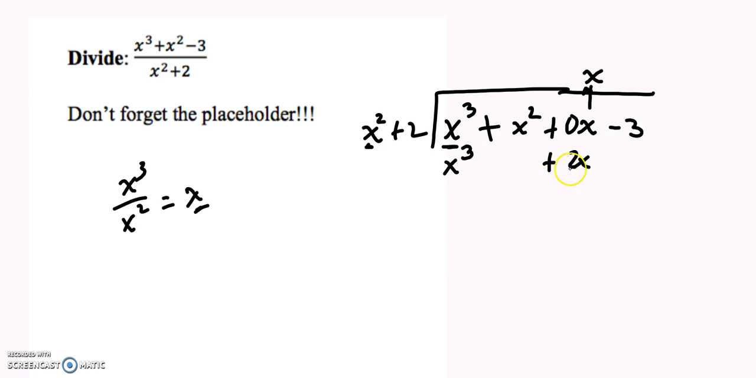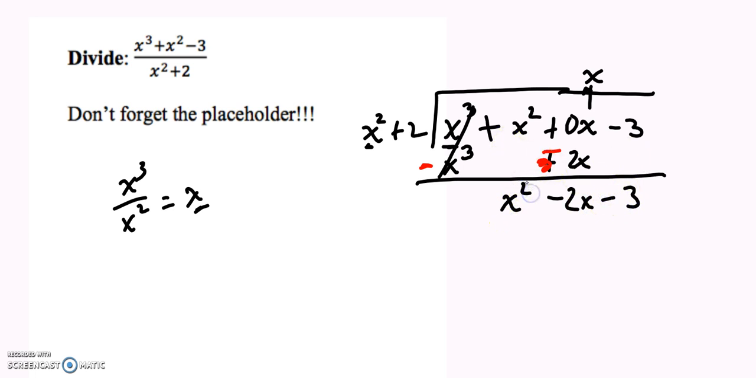Please note, any number that you put underneath here has to be subtracted. So this will be a minus x cubed. This will be a minus 2x. If we subtract, we get 0 here, so these cancel. I get a negative 2x. I'll bring down my minus 3, and I'll bring down the x squared. And I'll repeat the process.